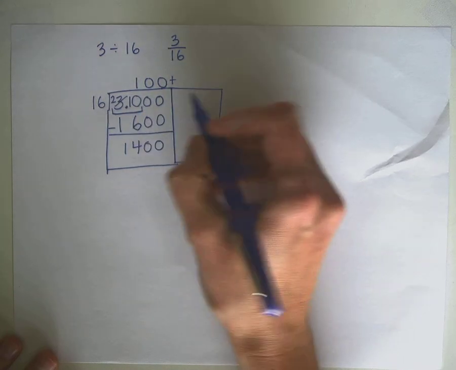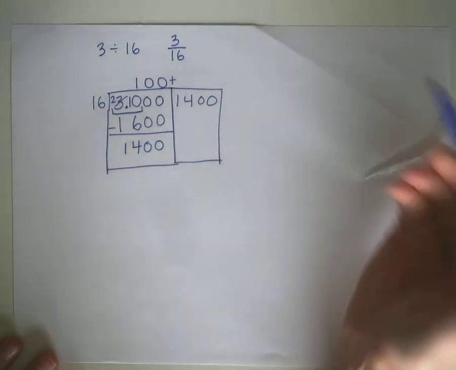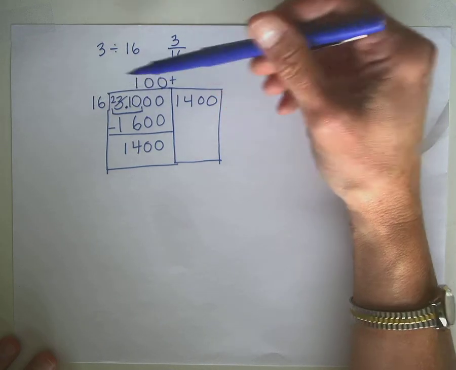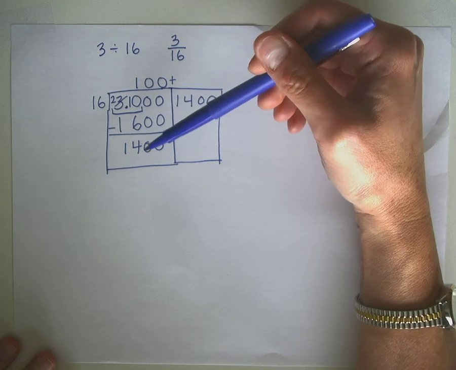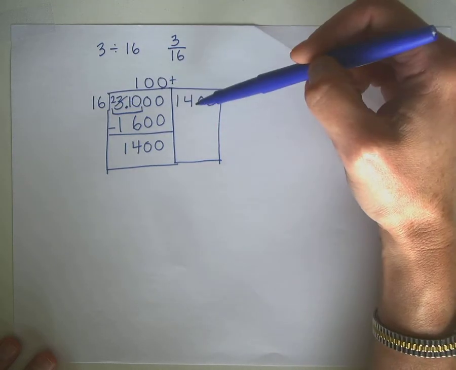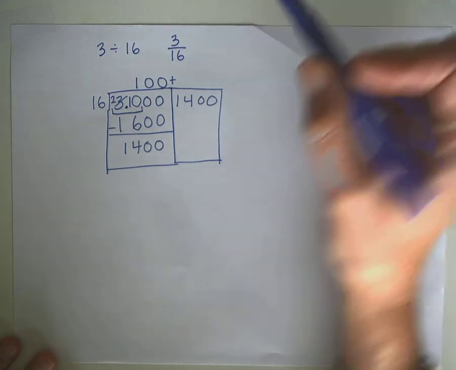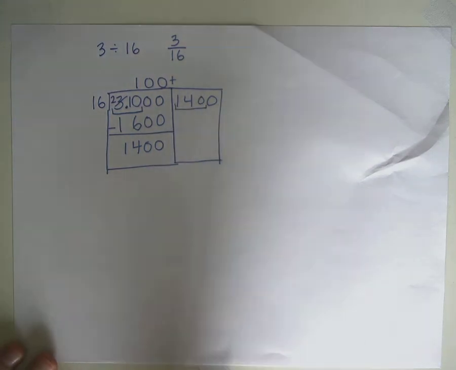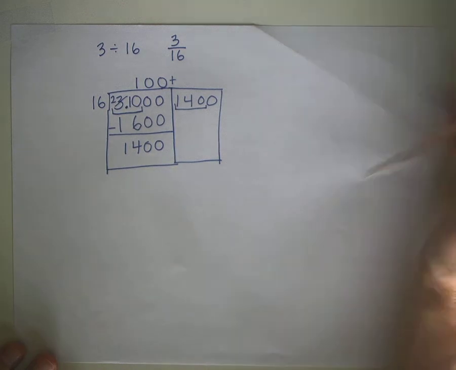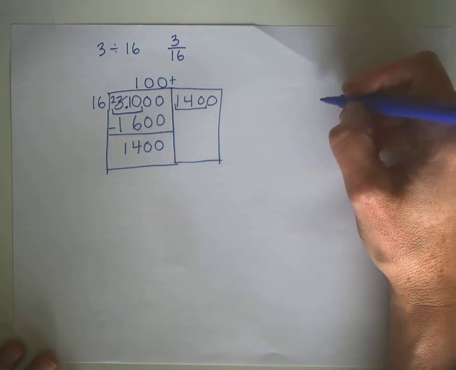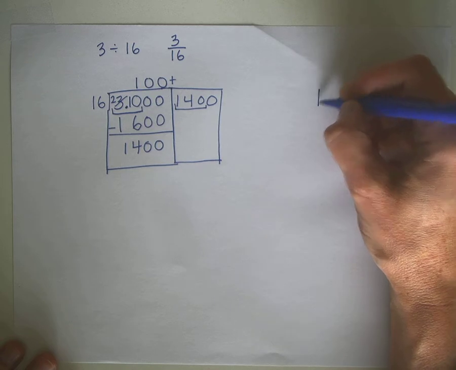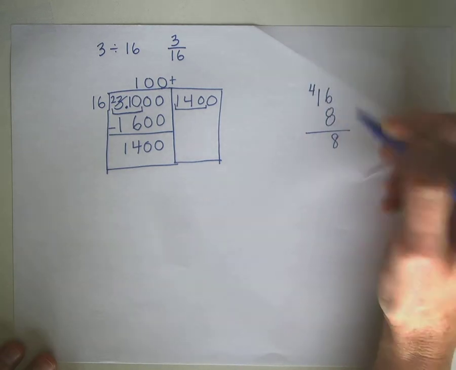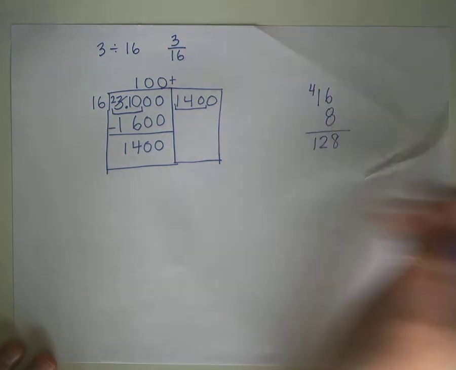Okay, so now we have 1,400. That's what's left over. We know 16 went into 3,000 at least 100 times because we got 16 times 100 equals 1,600. Then we subtracted. So now we have, okay, 16 into 1,400. So 16 doesn't go into 14, but 16 does go into 140, so we'll use that to estimate. So 16 times, I had estimated 8 or 9, but then I tried 8. So 16 times 8, 48. And then 8 times 1 is 8, plus 4 is 12. So we end up with 128.